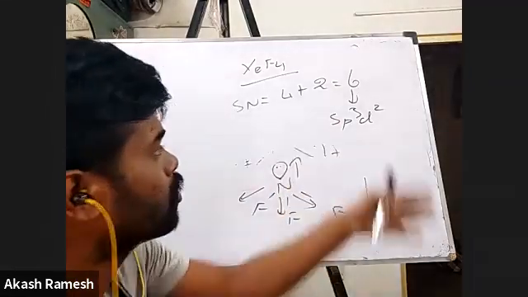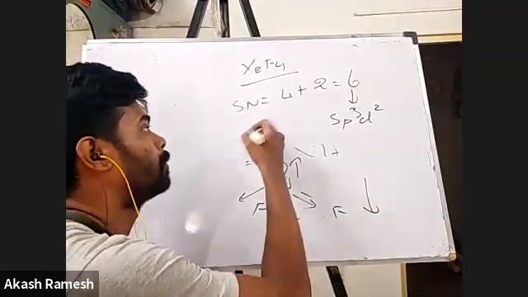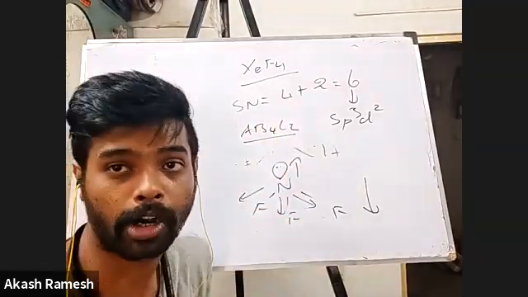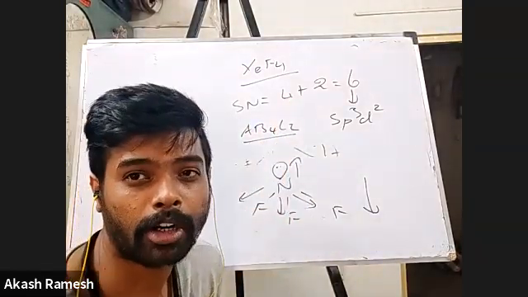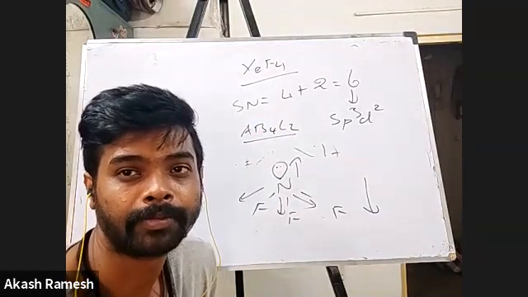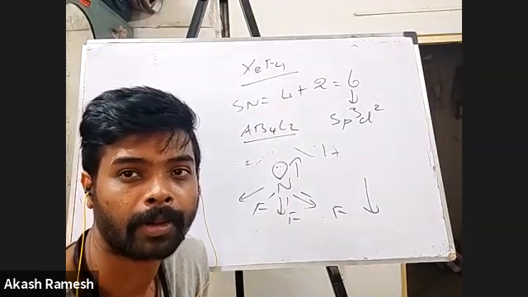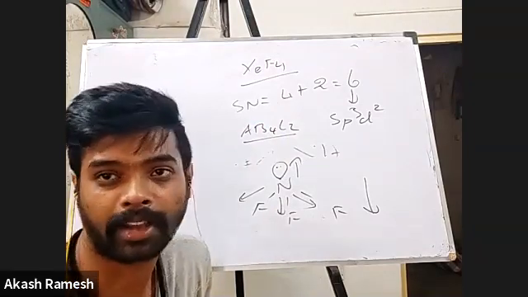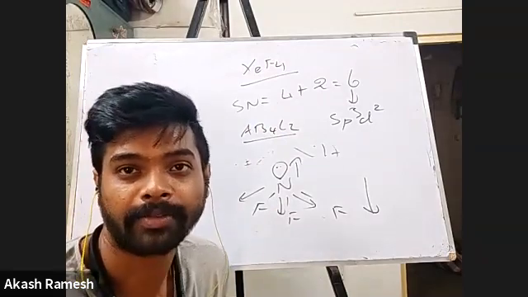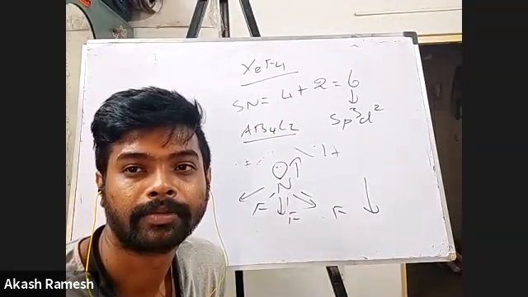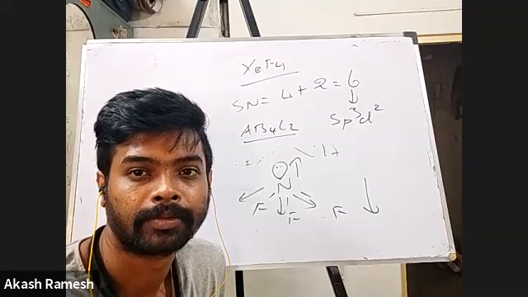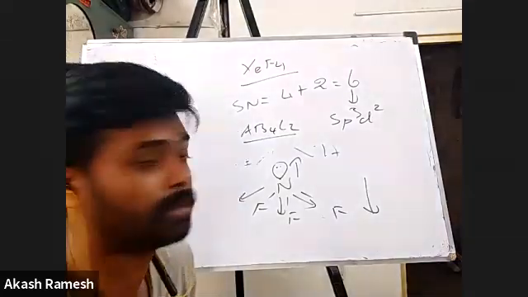I have sp3d2, and this is of the form AB4L2. Correct? We just found out 4 bond pairs and 2 lone pairs. Can you tell me what will be the shape and geometry? At least the geometry. Shape, I'll ask somebody else. Can you tell me the geometry? Yeah, correct. Octahedral. Wonderful.